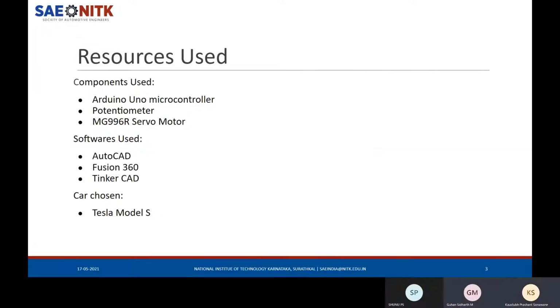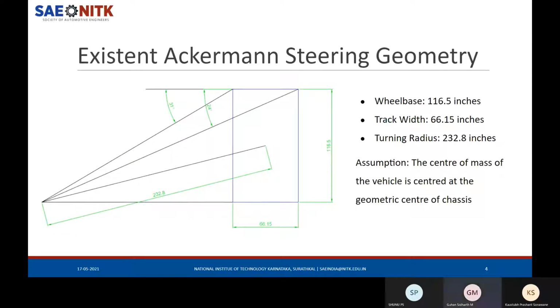We have used a host of resources and components such as a servo motor and various Autodesk products for our modeling and steering geometry design. We have chosen the Tesla Model S for our analysis. Coming to the existing Ackermann steering geometry, the center of the turning circle of all four wheels is present on the extended line of the rear wheel axle. With this steering geometry, the turning radius of the Tesla Model S is 232.8 inches.